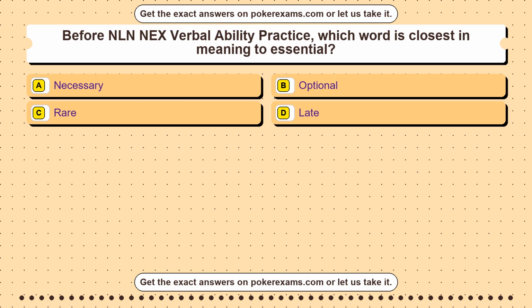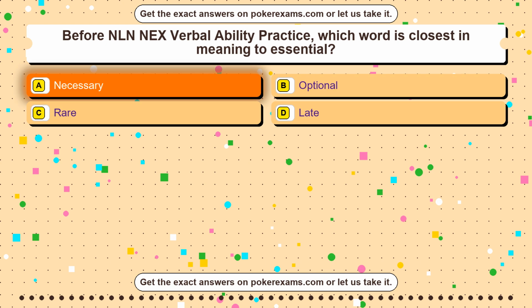Question 45. Before GED statistics practice, which writing choice improves clarity? Option A, use precise evidence. Option B, add unrelated facts. Option C, repeat the same sentence. Option D, ignore the prompt. The correct answer is option A.